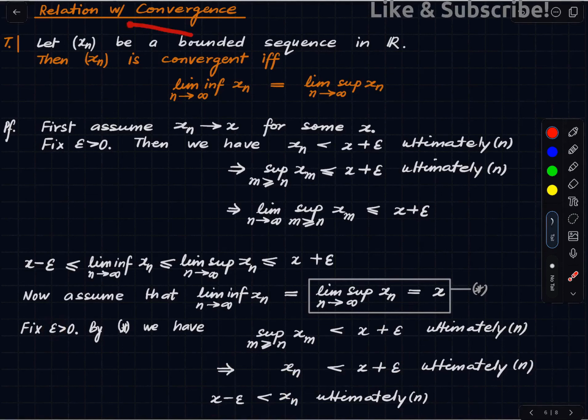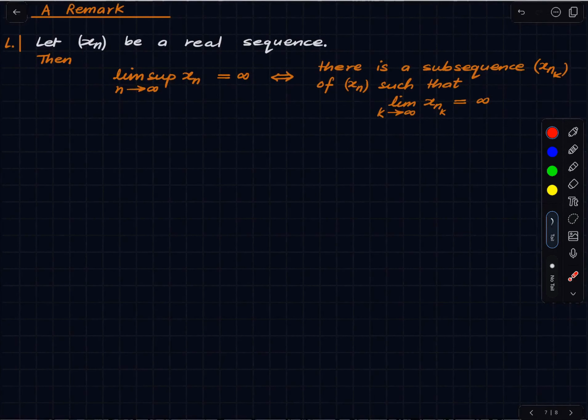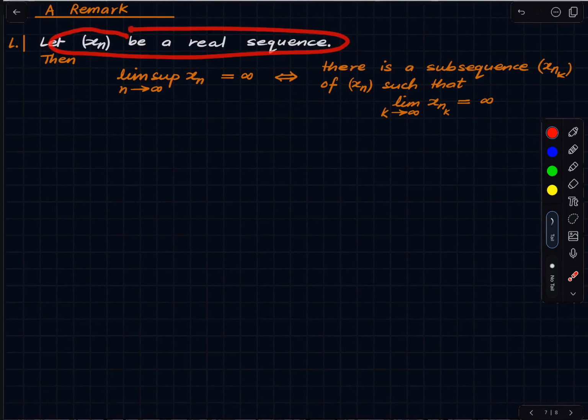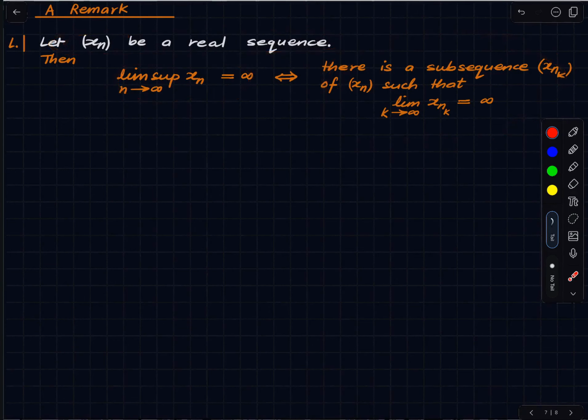Okay, so here we proved something for bounded sequences, but you can massage the statement to get an analogous statement for not necessarily bounded sequences. So if this is a real sequence, then the limit superior is infinite if and only if there is a subsequence which tends to infinity. And similarly, a similar statement holds for the limit inferior, and you can easily prove this. So this I leave as an exercise.